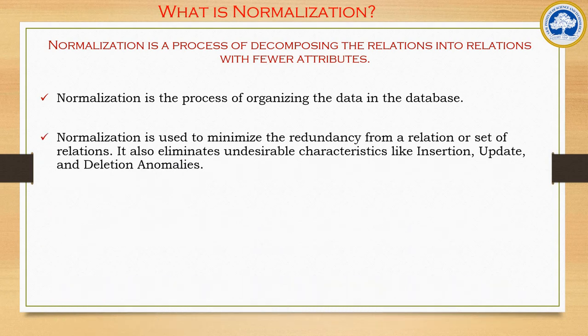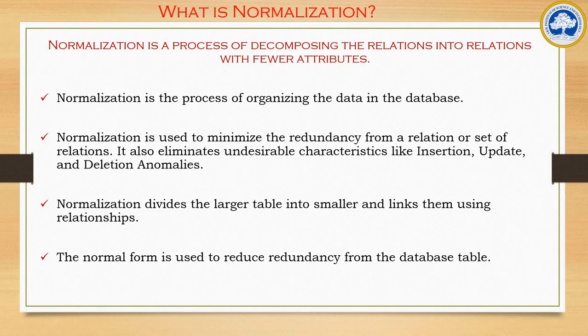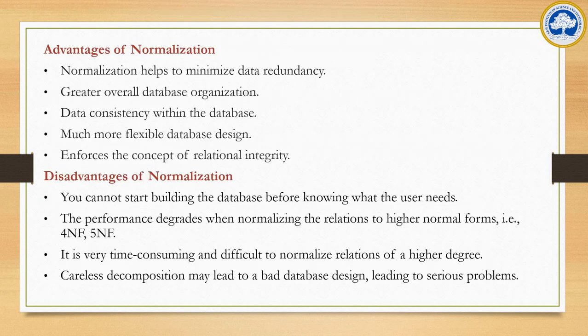It helps us minimize redundancy, and when we deal with anomalies, insertion, updation and deletion anomalies, it reduces the error rates. It divides a larger table into smaller pieces, and we make relationships among these smaller tables. So it is a normal form. It is used to reduce the redundancy from the database table.